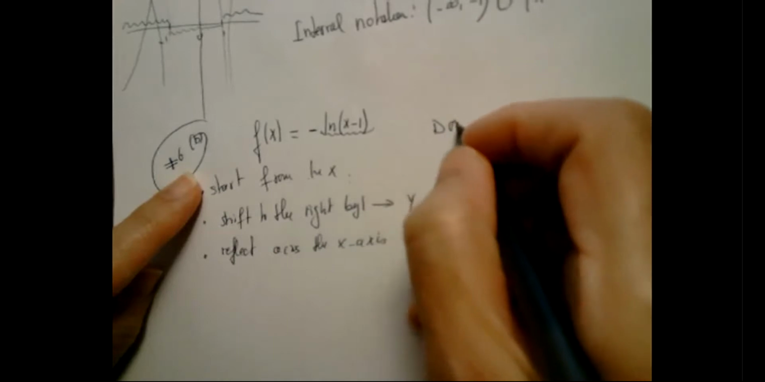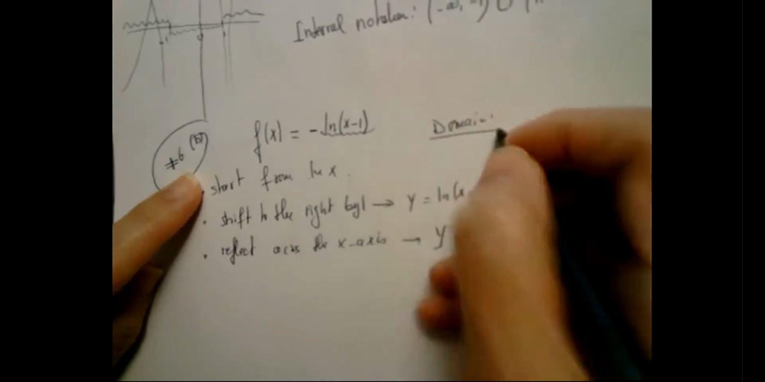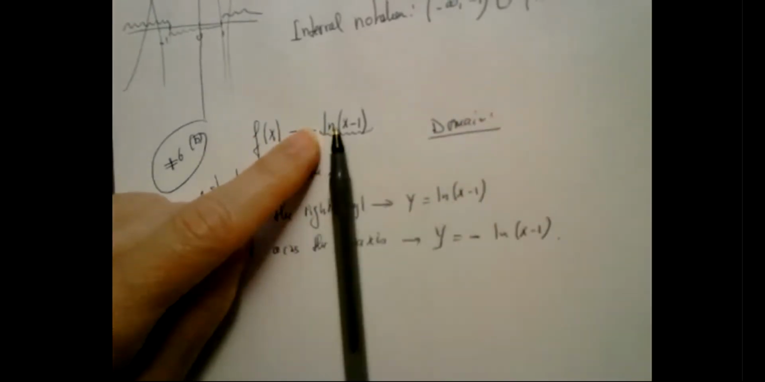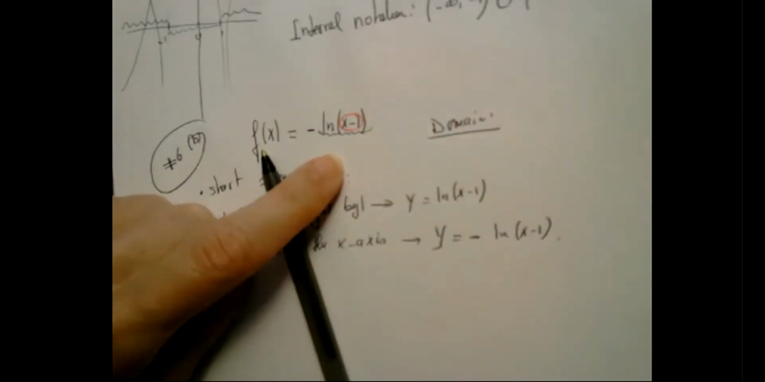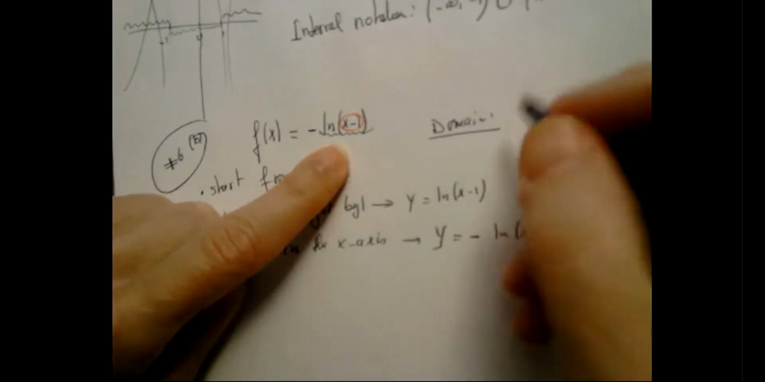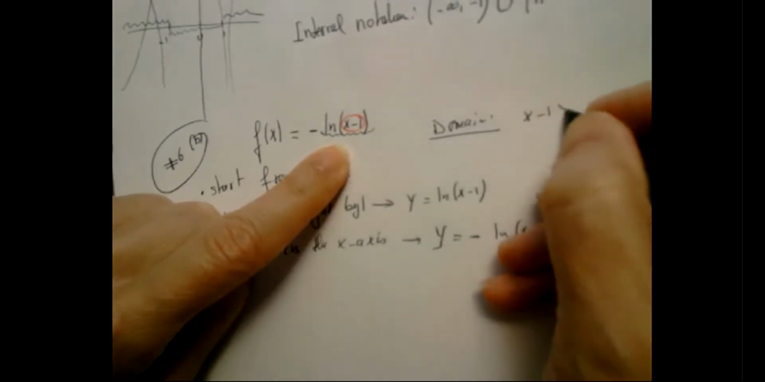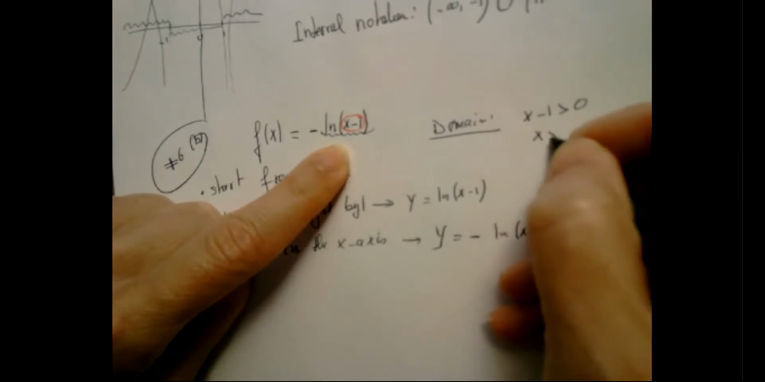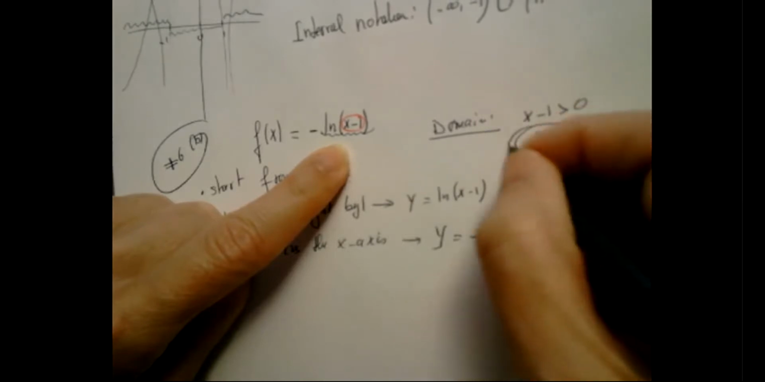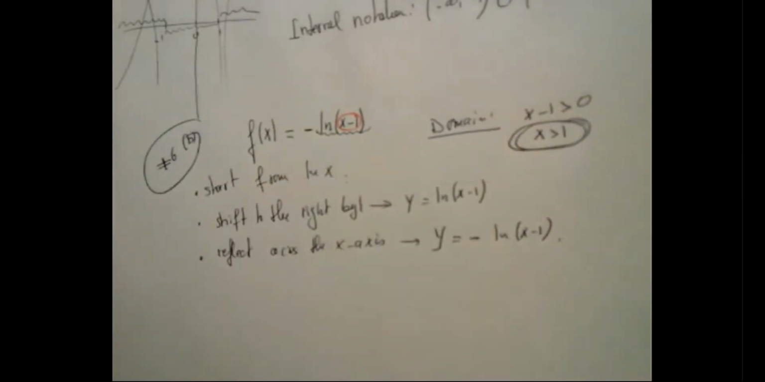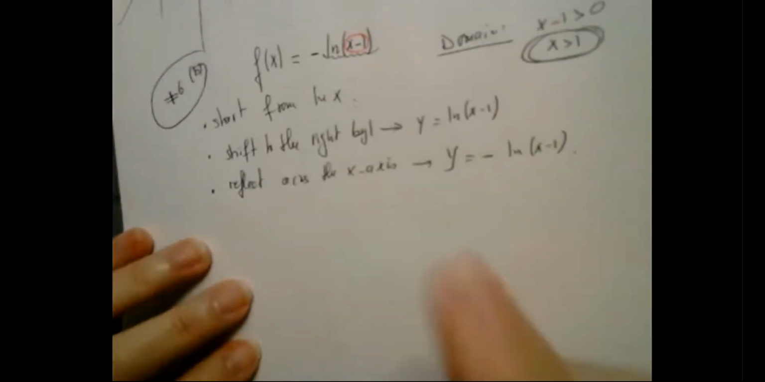We will see it when we graph also, but always the domain. What do we need? What's inside, the only values of x that are allowed inside are the positive ones. So when we graph, we will have output only when x is bigger than 1. Now we do the graphing.